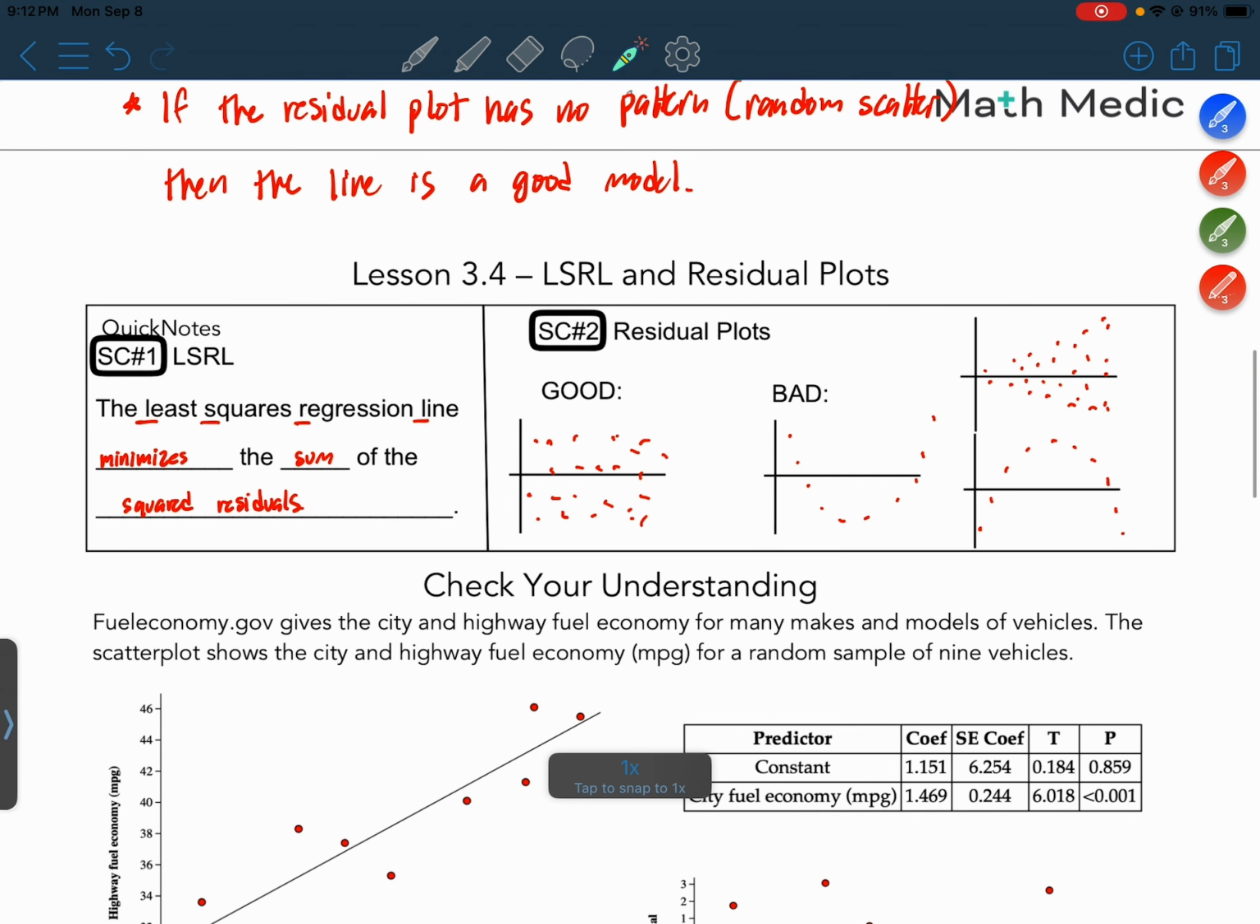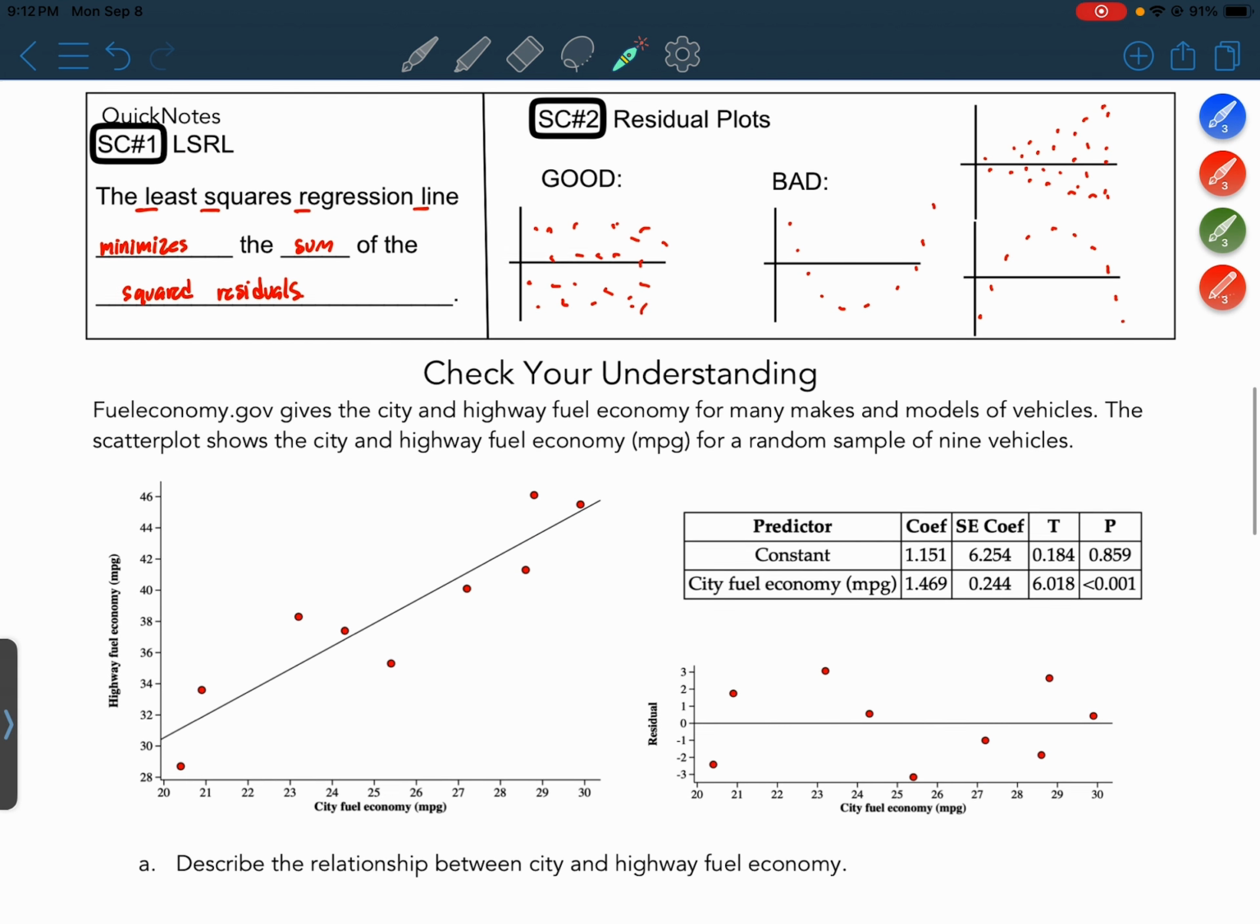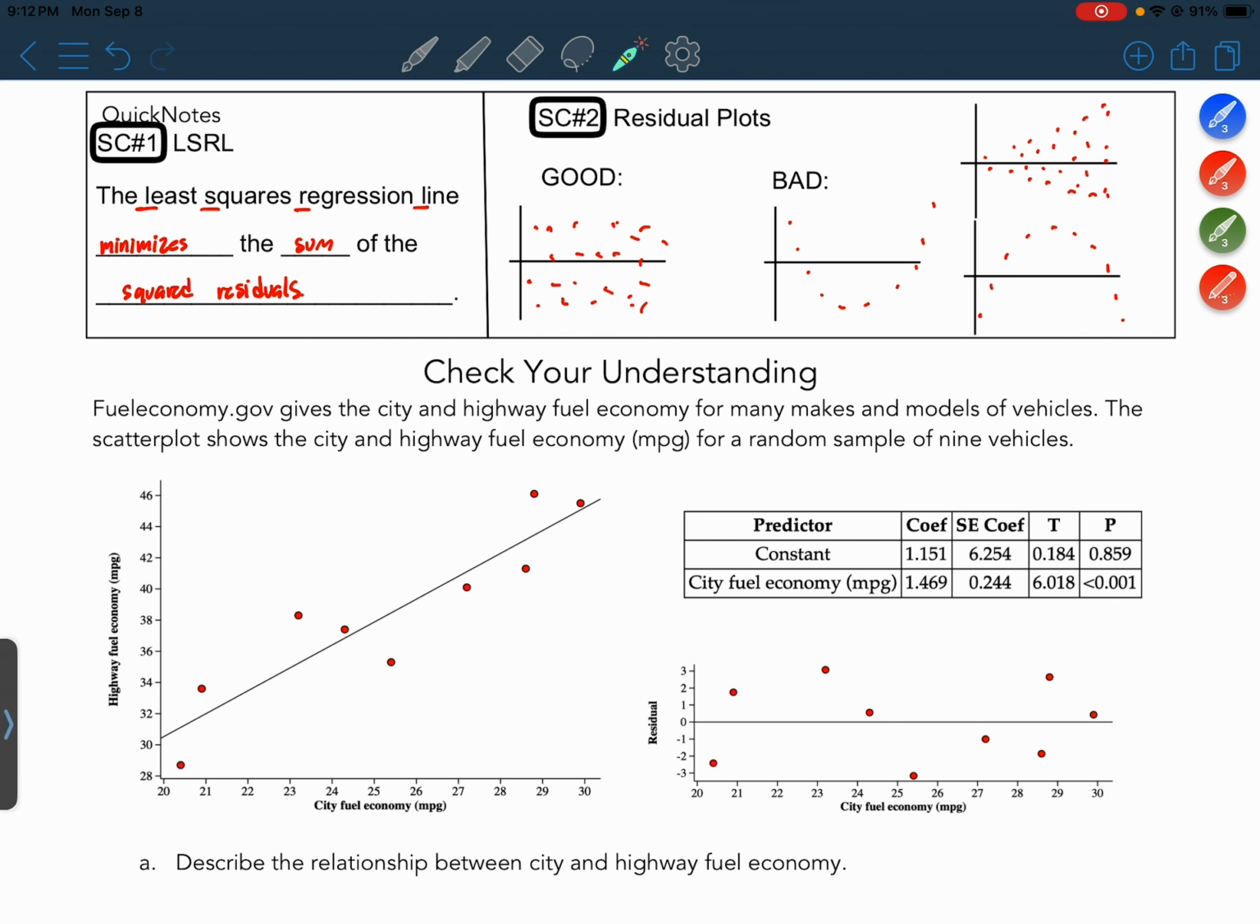Depending on the time, we might need to stop here, but if there's still time left in the period, you can go ahead and work the check your understanding questions with your group, and then I'll post an answer key on Canvas later this afternoon.